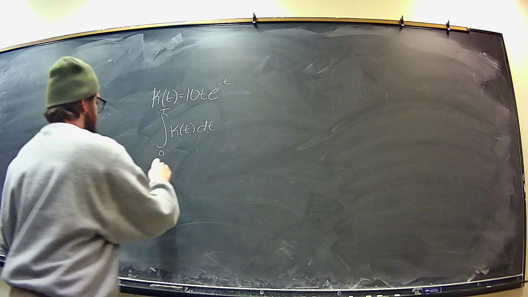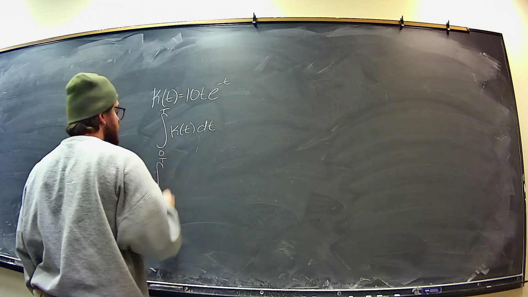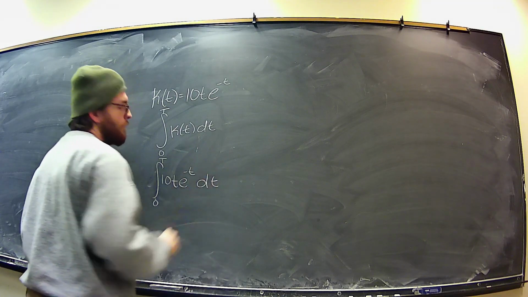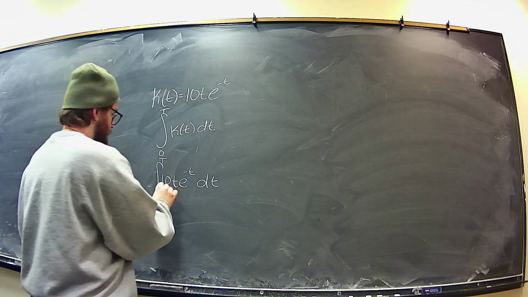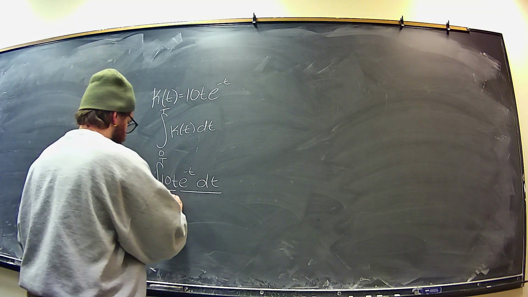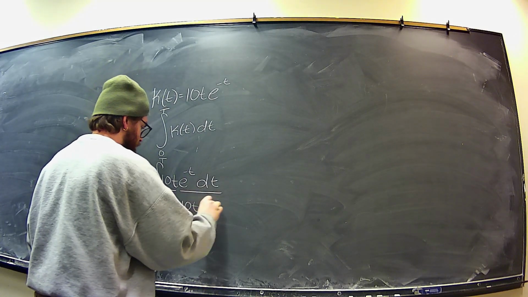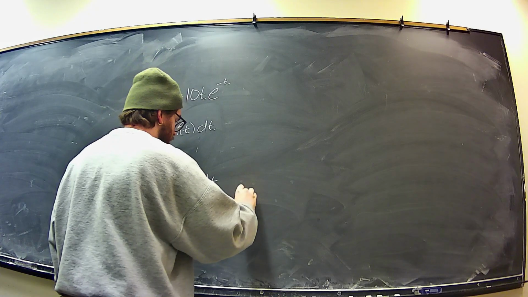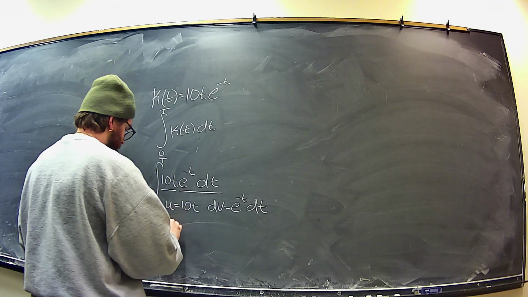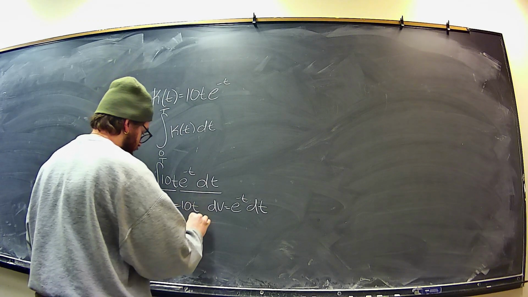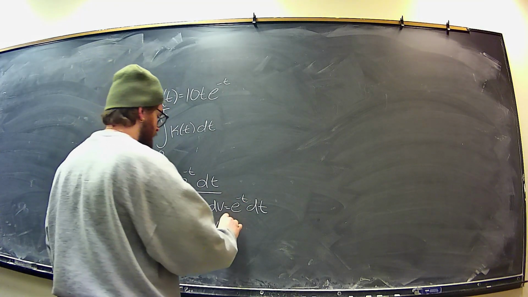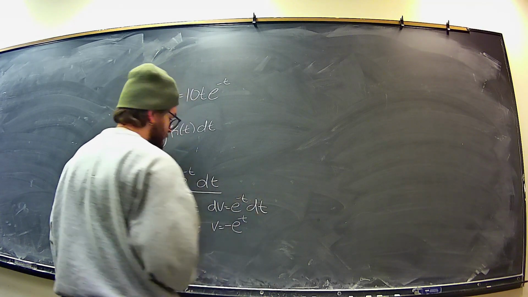And so what does that give us? That's the integral from 0 to capital T of 10t e to the negative t dt. And this is going to be an integration by parts. Right? We're going to have a u, we're going to have a dv. That'll be all fine and dandy. So let u be our 10t, and then dv is e to the negative t dt. Then du is 10 dt, and v, which is the integral of e to the negative t dt, is negative e to the negative t.